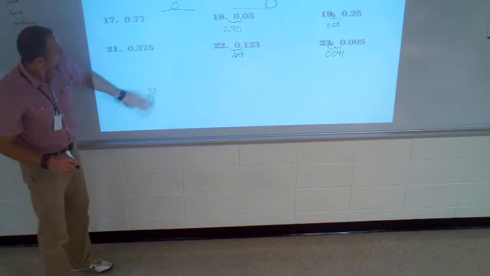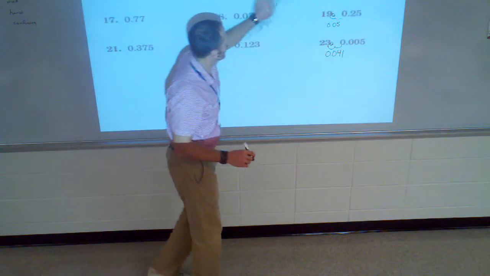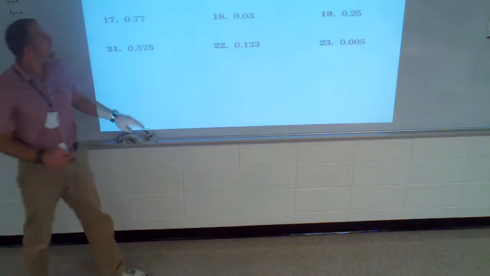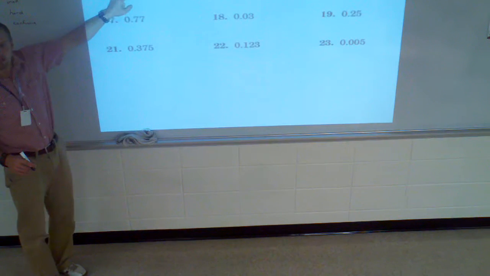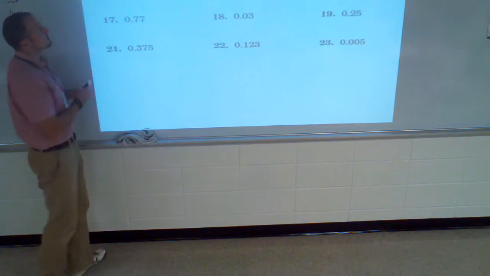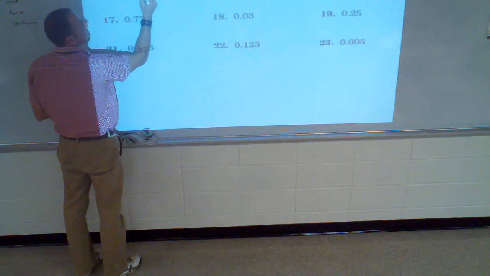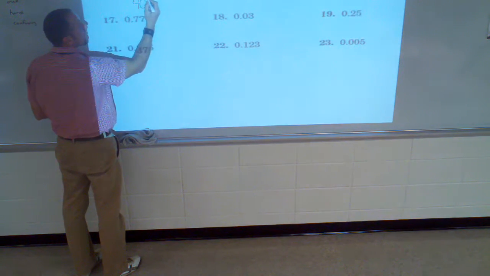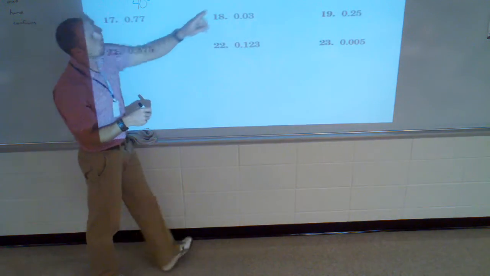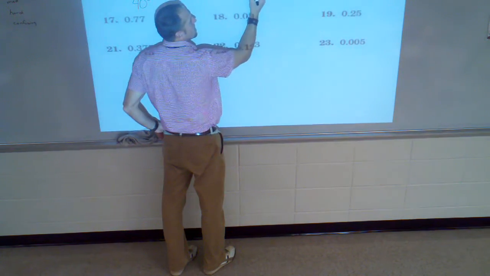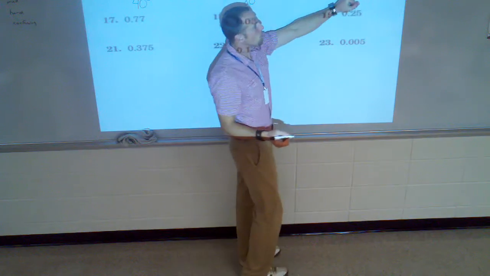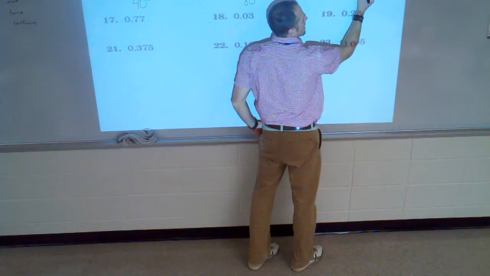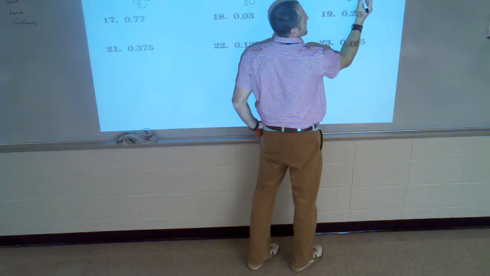Now, let's go the other way. Okay, now, I have a decimal, and I want to change it to a percent. So I need to slide my decimal 2 spots to the right. So 0.4 is going to be the same thing as 40%. 0.8 is going to be the same thing as 80%. 3.7 is going to be the same thing as 370%.